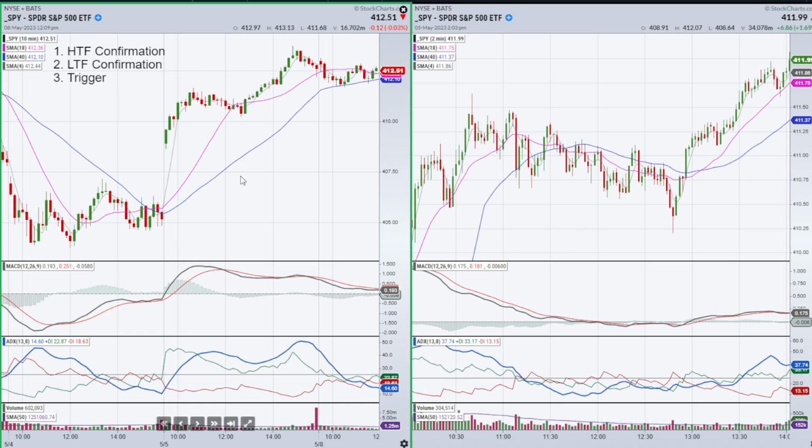So anyway, I hope this helps in your understanding of the 3 things that I believe are really important in playing a pullback. All right, let's go ahead and get into the individual symbols now.